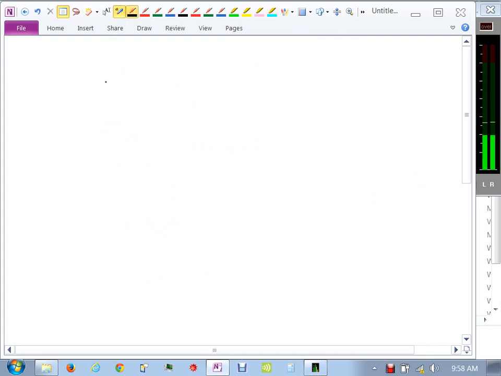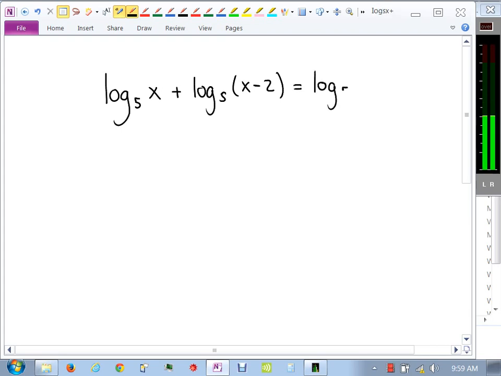How about if we have something like this? Log base 5 x plus log base 5 x minus 2 equals log base 5 7. They're all 5s, sorry. My 5s and s's do kind of look alike. I need to work on that, and I don't really have a good way of distinguishing those.